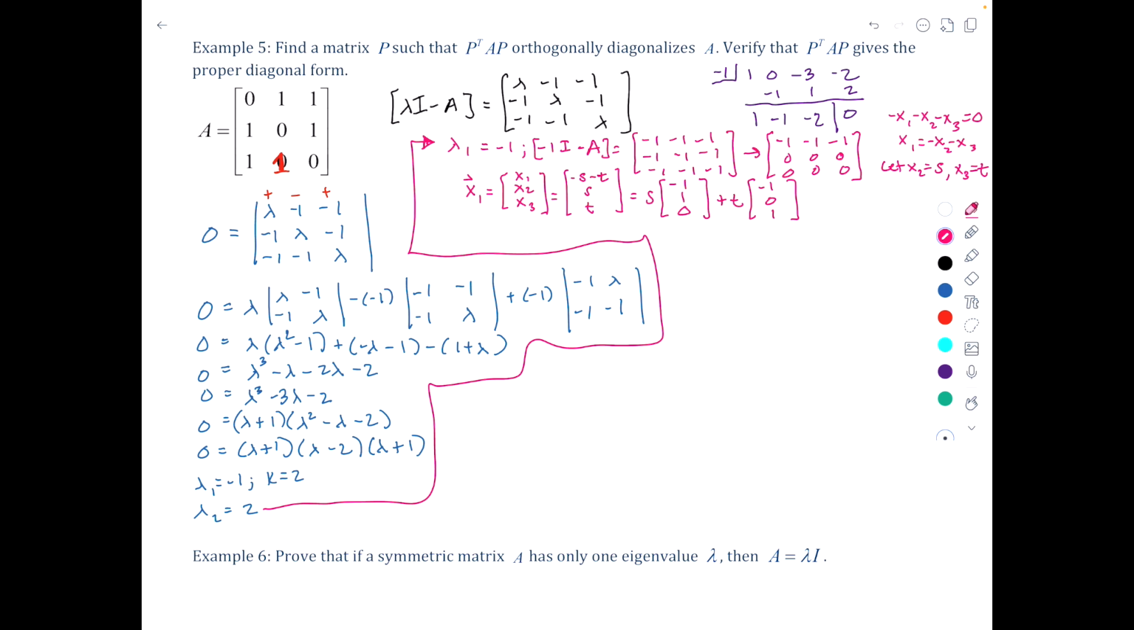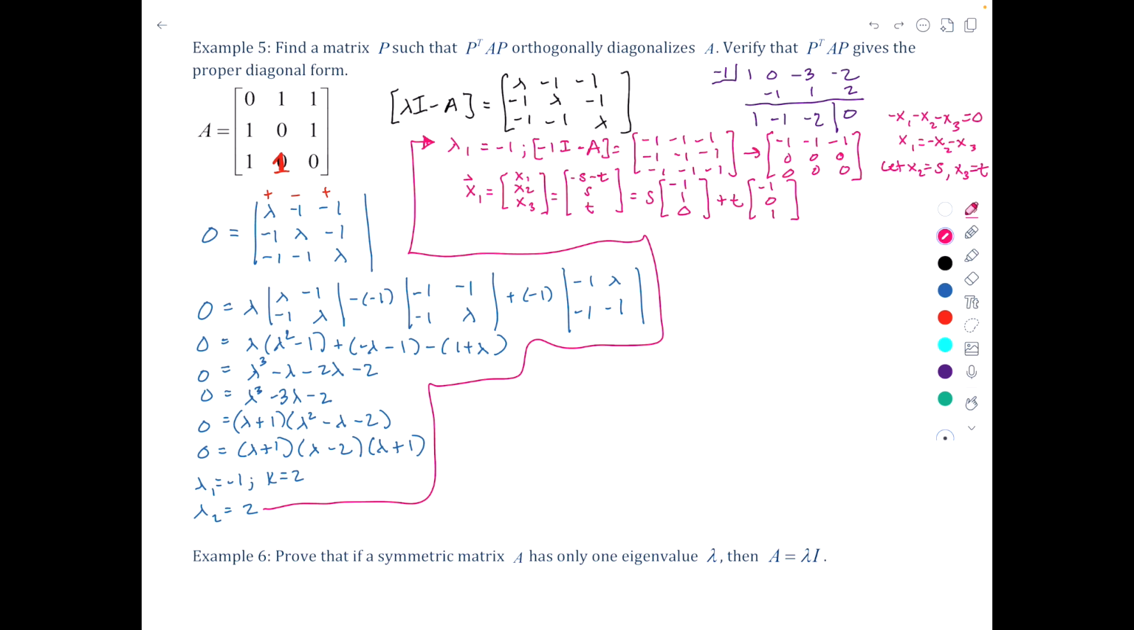And so P1 will be negative 1, 1, 0, and P2 will be, or no, sorry, we have to use the Gram-Schmidt theorem on those guys.